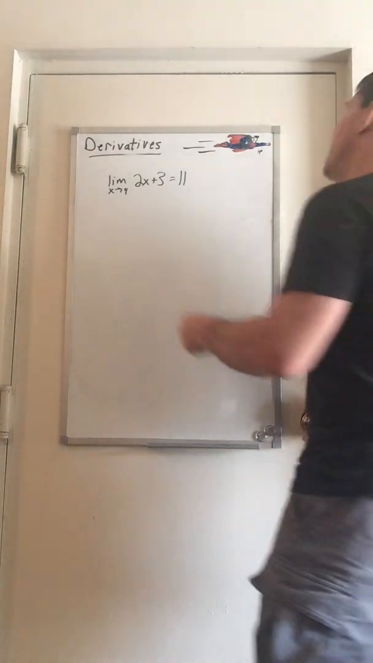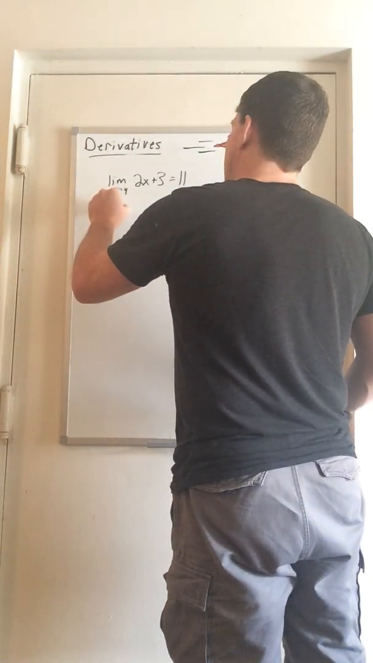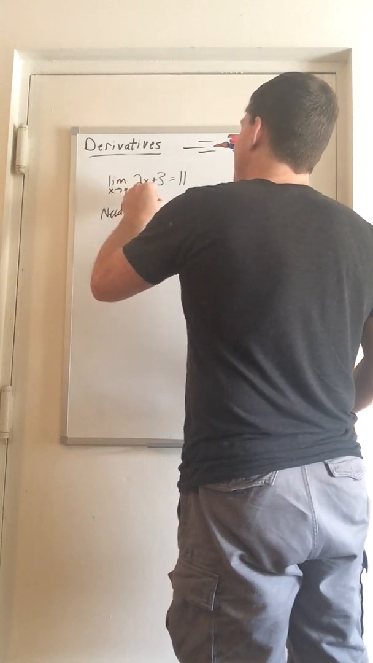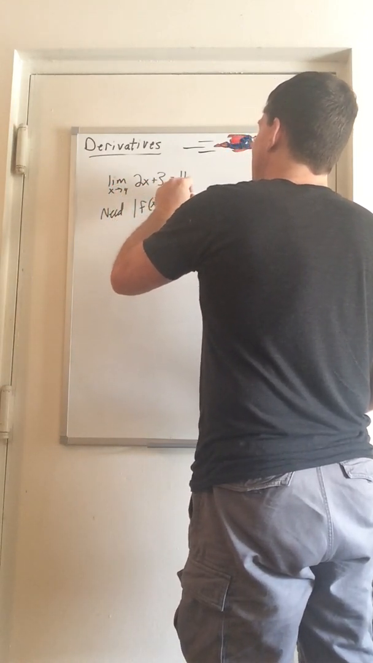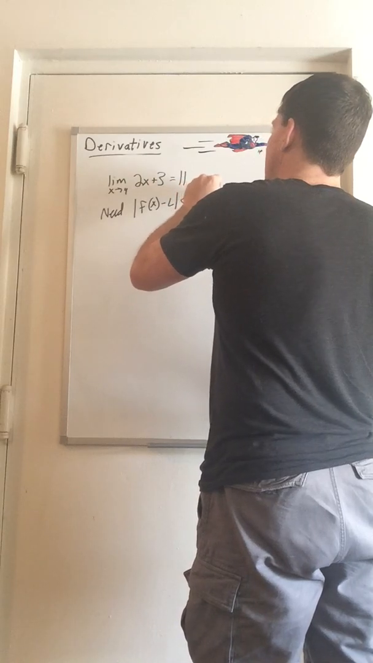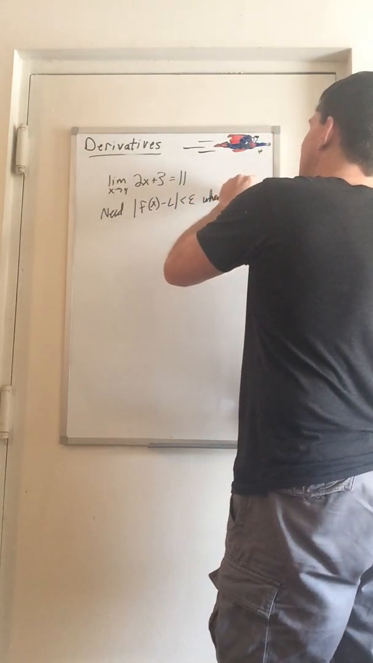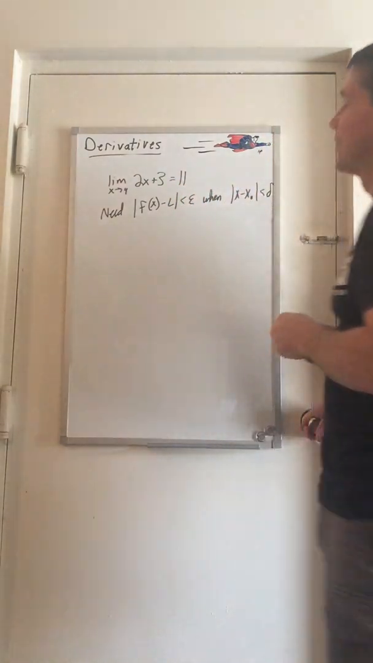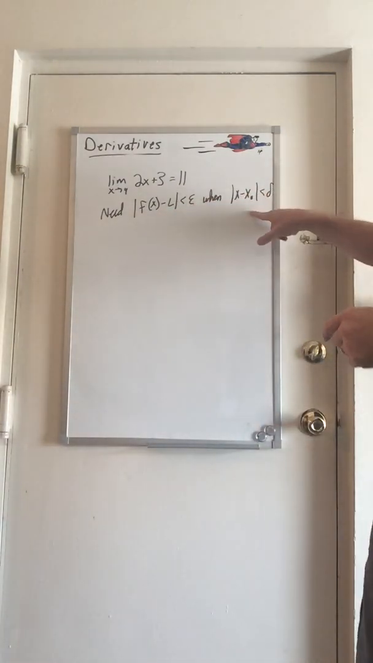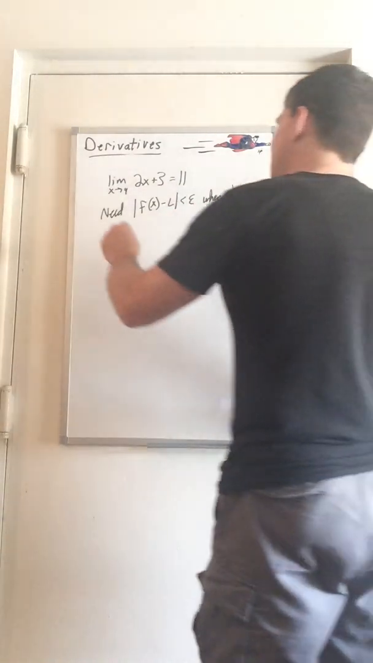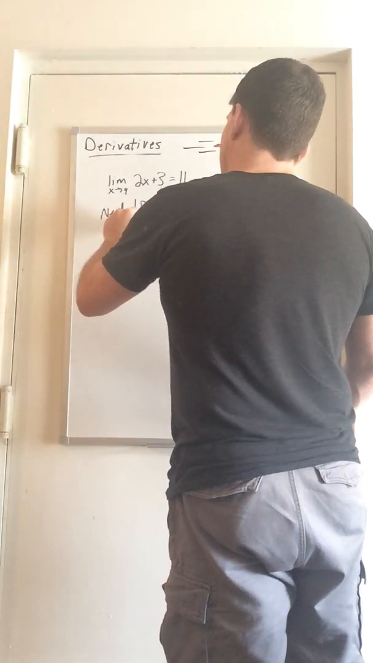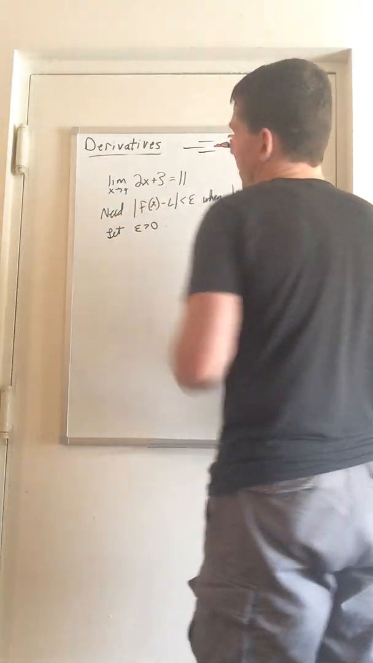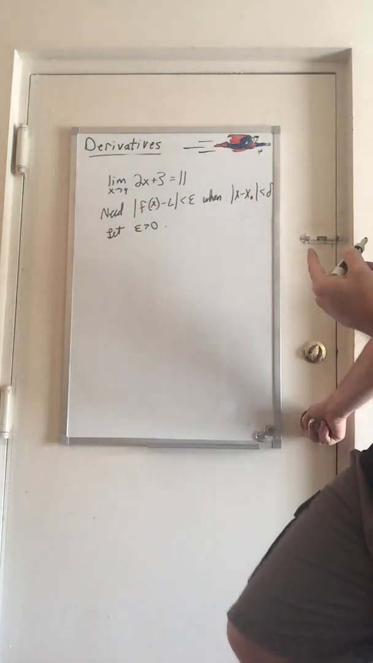So what we say is, we need the absolute value of f of x minus L to be less than epsilon when the absolute value of x minus x sub 0 is less than delta. So we start here and we get there, and that's it. So we say, let epsilon be greater than 0. And you can actually say let epsilon greater than 0 be given.